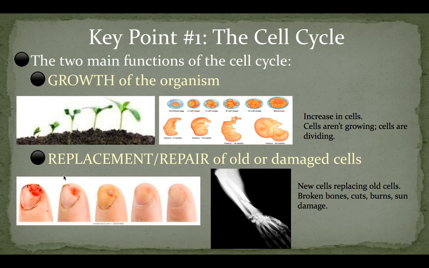Replacement or repair of old or damaged cells. That is what happens when there is an injury. So a broken bone, a cut, a burn, sun damage, anything where cells are replacing old cells. So even though there's an increase in cells, it's replacing cells that have died or are dying. So there's not really a net increase.